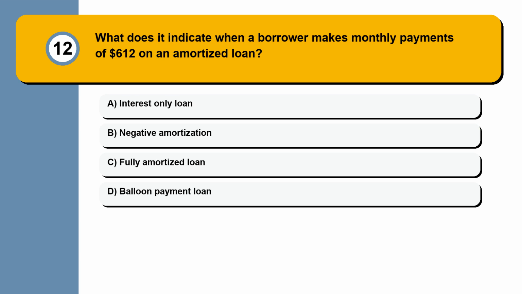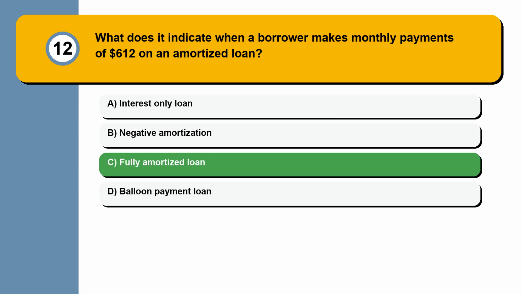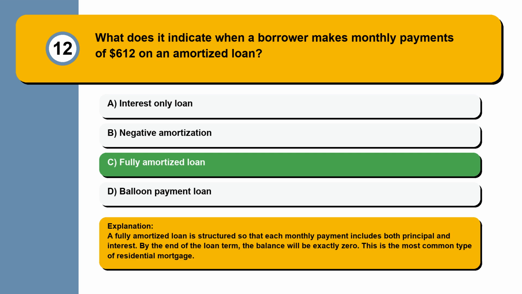Question 12. What does it indicate when a borrower makes monthly payments of $612 on an amortized loan? Interest-only loan, negative amortization, fully amortized loan, balloon payment loan. A fully amortized loan is structured so that each monthly payment includes both principal and interest. By the end of the loan term, the balance will be exactly zero. This is the most common type of residential mortgage.